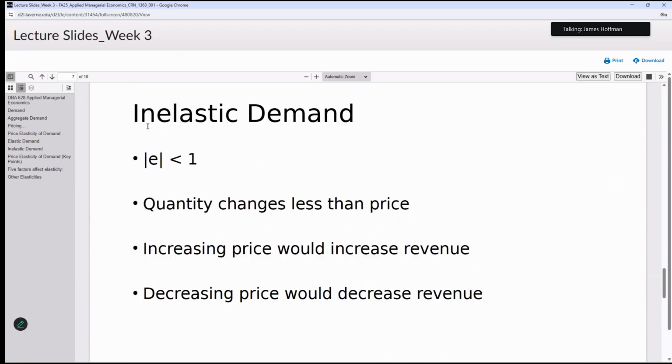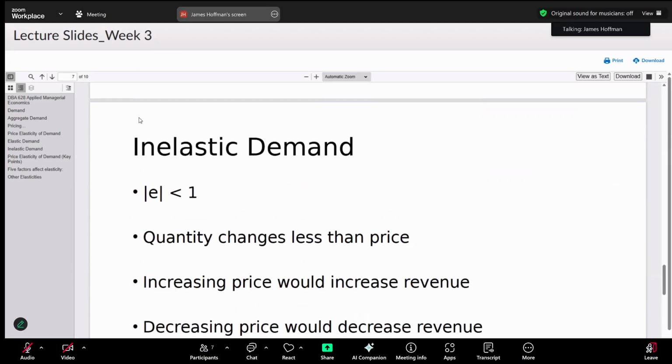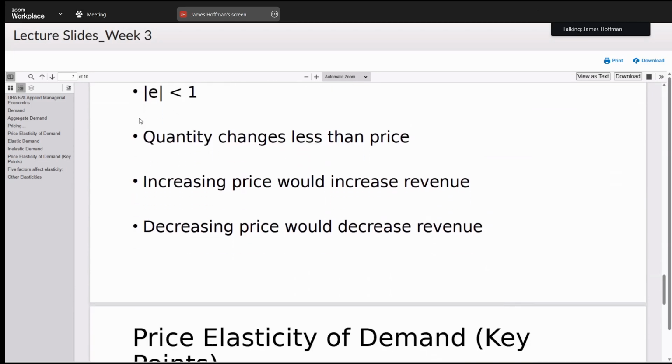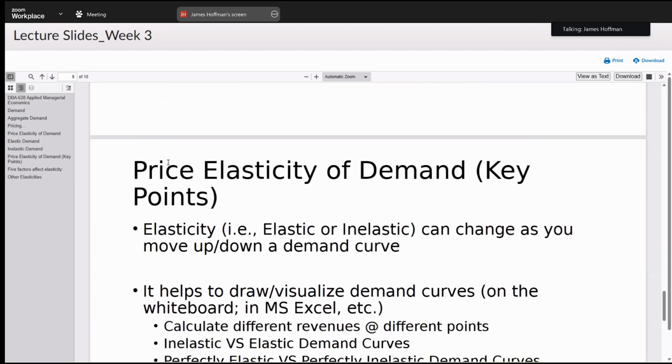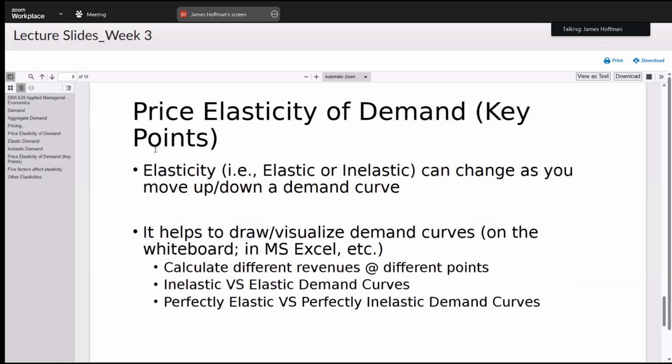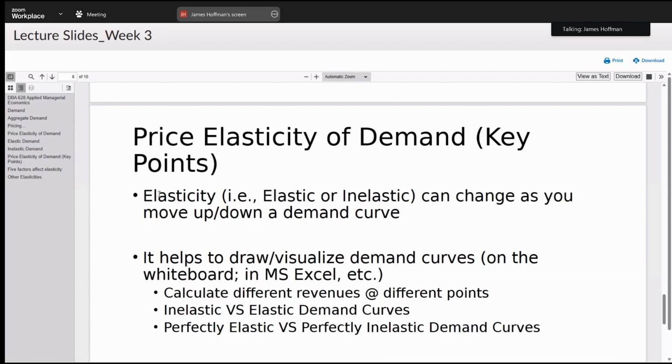So we finished the inelastic demand slide, I believe, with the gasoline example. Some key points, which I think we might have already covered a lot of. As we saw, elasticity, whether it's inelastic or elastic, can change as you move up and down the demand curve. The rule of thumb is, as you move left, or as the price increases, it becomes more elastic. And as you move the other way, it becomes more inelastic.